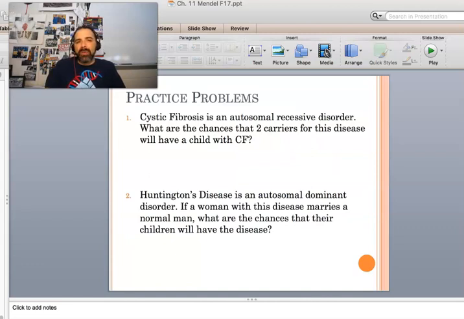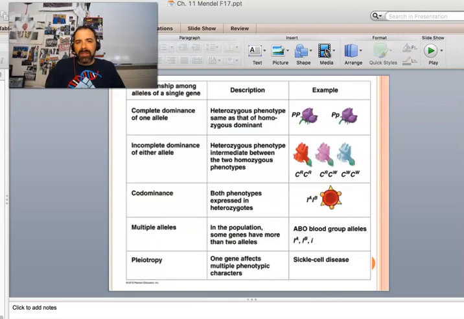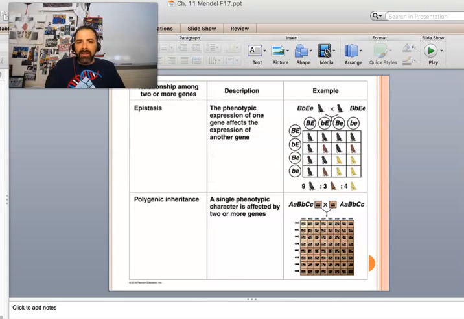So here's some practice problems for you. You can pause these and work them out on your own. I'm not going to do it here in the video. We may do them in class. And so here are some relationships among a single gene. You have complete dominance, incomplete dominance, codominance, multiple alleles and pleiotropy. And then you have two or more genes with epistasis and polygenic inheritance.